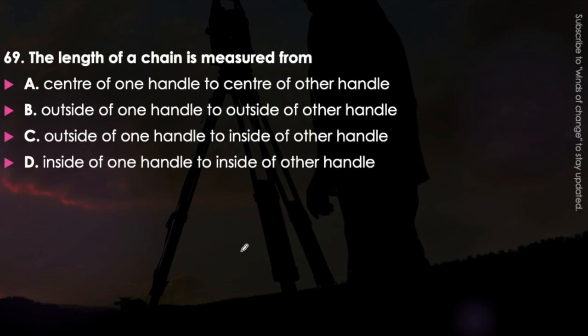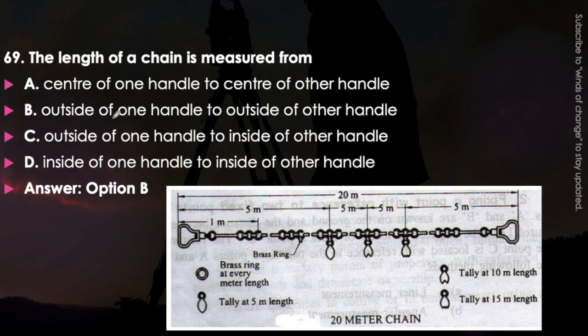Next question. The length of the chain is measured from center of one handle to the center of other handle, outside of one handle to outside of other handle, outside of one handle to inside of the other handle, or inside of one handle to inside of other handle. Okay, just think about it. In the case of chain surveying, the length of the chain is measured from, just think about it, the answer will be option B, that is outside of one handle to outside of the other handle.